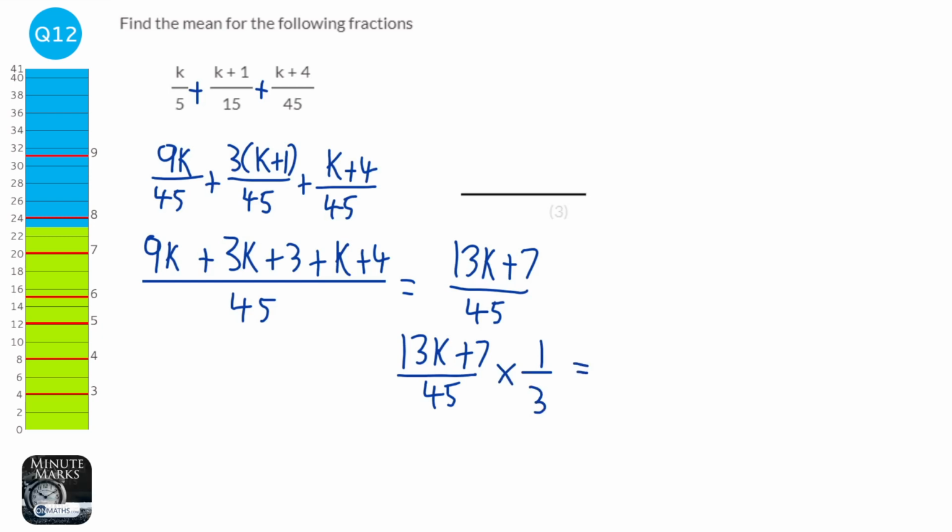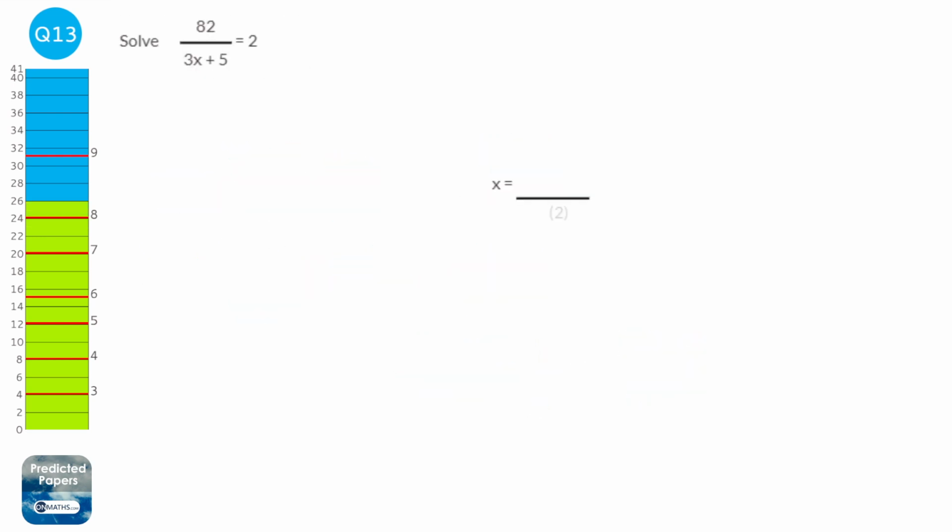So here we just keep the numerator the same because we're timesing it by 1. And then the bottom we just times by the 3, which would be 135. So our answer is 13k plus 7 over 135. So I'm going to write this equation again just a little bit bigger so we can work with it.